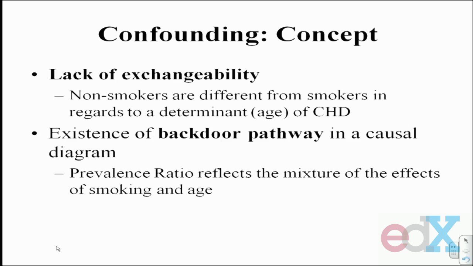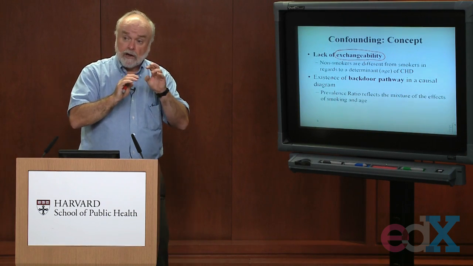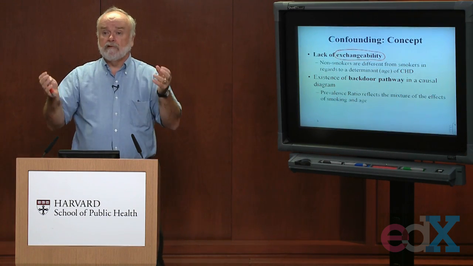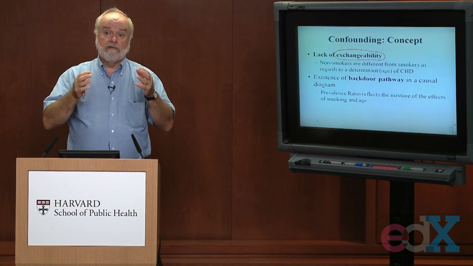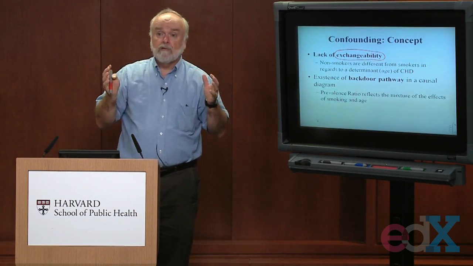So what confounding as a concept means is we have a lack, let's call it, exchangeability. And that's a term we'll talk more about in the future when we talk specifically about confounding. What I'm talking about here is that the non-smokers and the smokers are not comparable. The non-smokers are different from the smokers, not only with respect to smoking status, but also with respect to age. Therefore, the amount of existing coronary heart disease that I see among the non-smokers doesn't predict what I expect to see among the smokers, because the non-smokers are not exchangeable with the smokers in terms of having the same other risk factors that the smokers have.